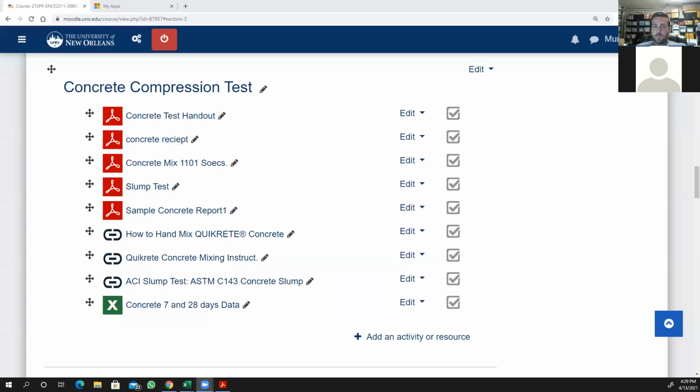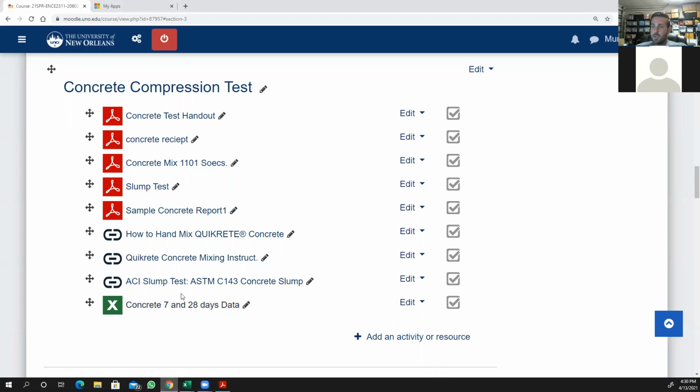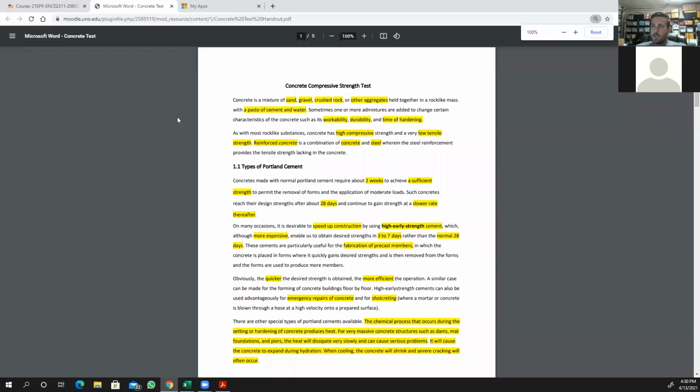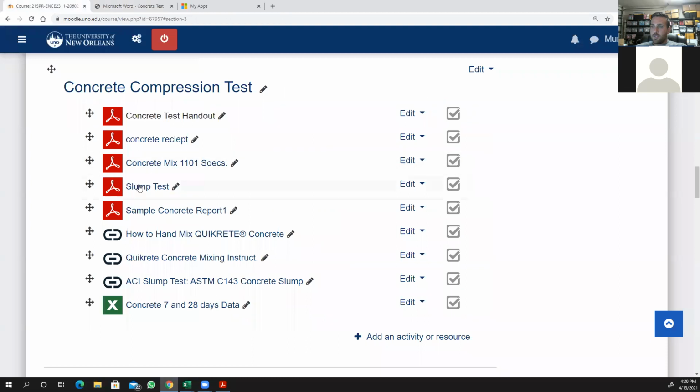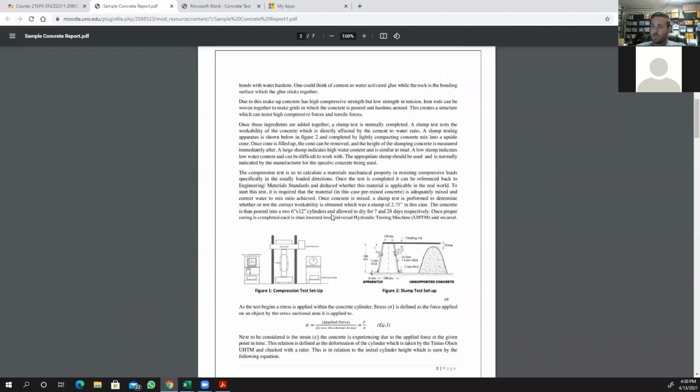Okay, now we're back. Since I just started recording the video, let me repeat it again. This is the concrete 7 days and 28 days data. You will get this in front of you once you pull up the file. If you look at the concrete handouts, you will see a couple of equations and some graphs. This is the handout for the theory, but I think we can look at the equations on this report.